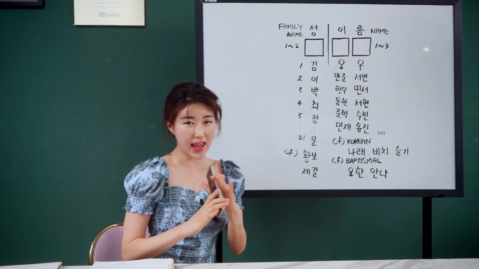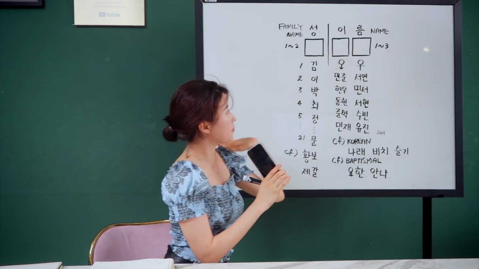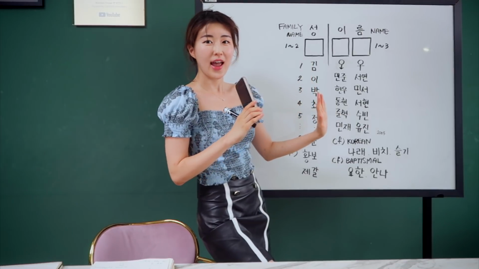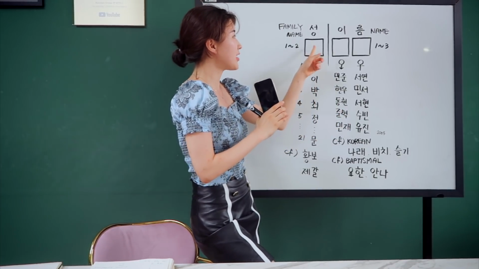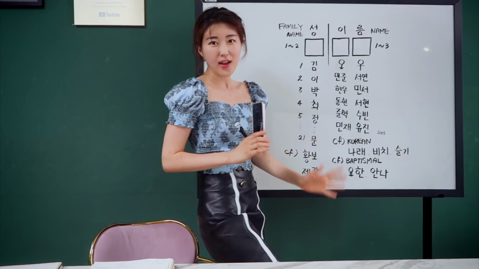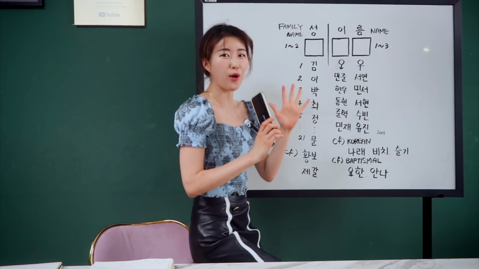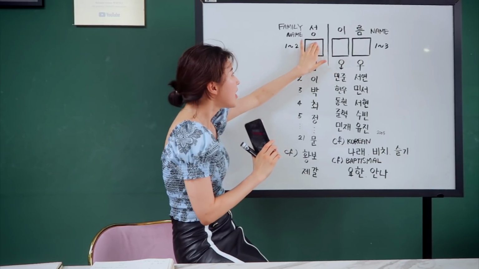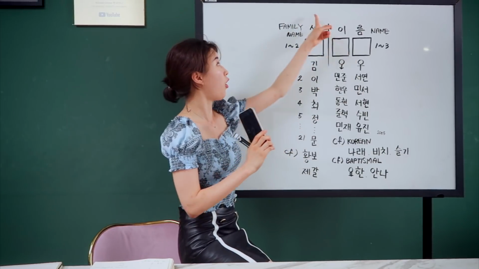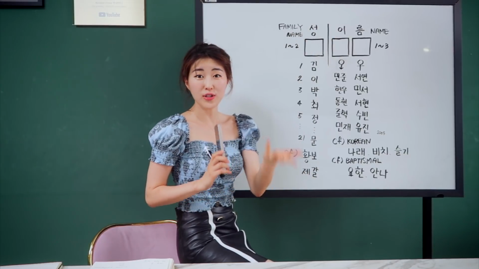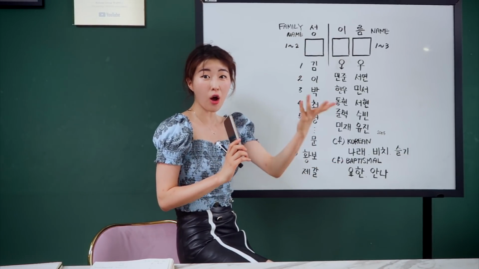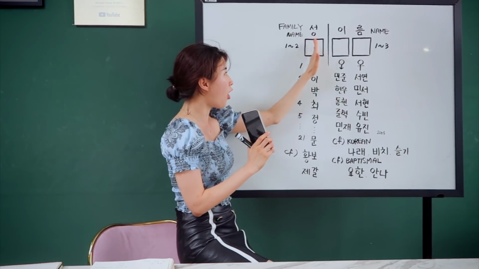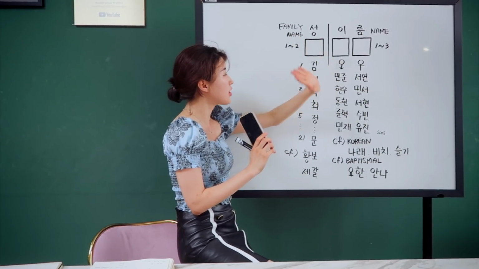So Korean names look like this most of the time. Most of the time they are 3 syllables, and the first box is a box for the last name. Korean last names always come first. Last name in Korean is 성. 너 성이 뭐야? What's your 성? What's your last name? Last name or family name, that's 성, and it comes in the front.